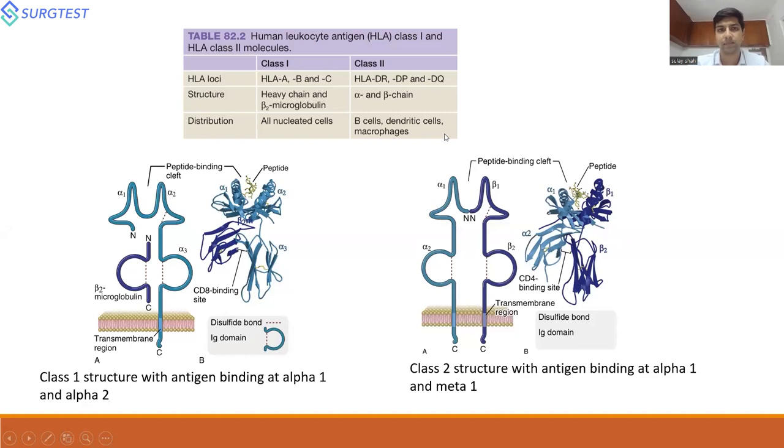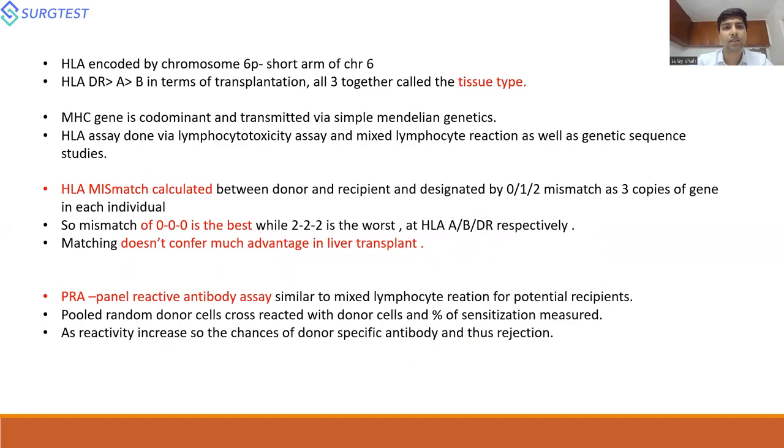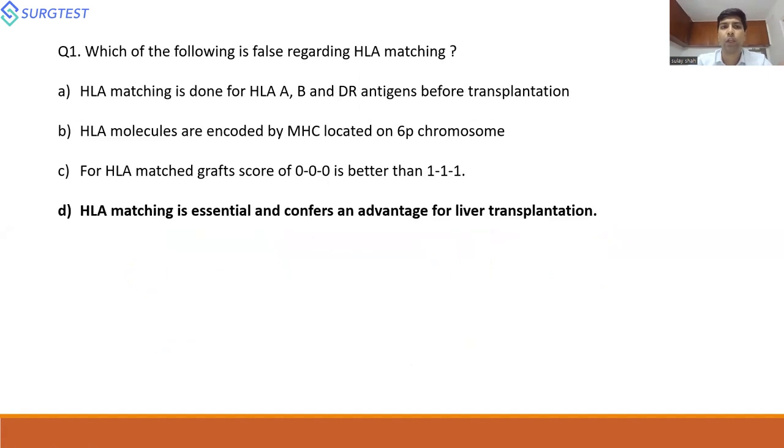So more overview about HLAs. HLAs are basically the antigens which are encoded by a specific gene. Now this gene is basically the MHC gene on chromosome 6, and it has a variety of loci, and it is transmitted as a simple genetic transmission. So here it is, it is in the 6p, the short arm of the chromosome. The first MCQ had that also. So HLA molecules are encoded by the MHC located on 6p.